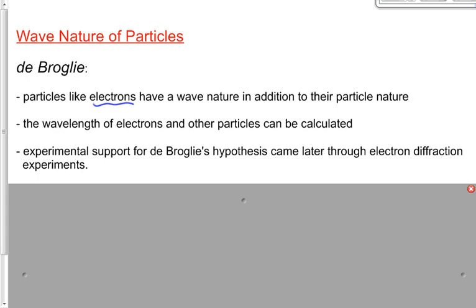Oddly, when electrons go through two openings, we also see an interference pattern. Interference is a property of waves. So if we see this interference pattern with electrons, that's evidence to suggest that electrons do exhibit a wave nature.